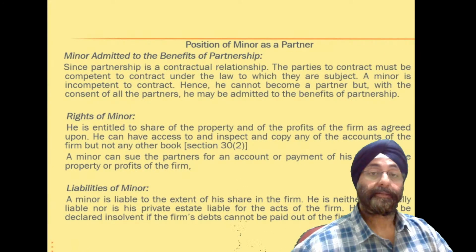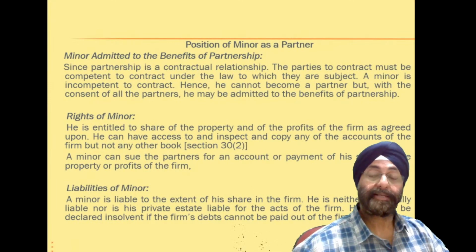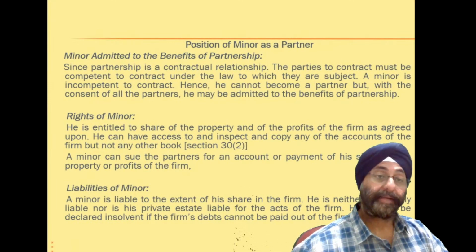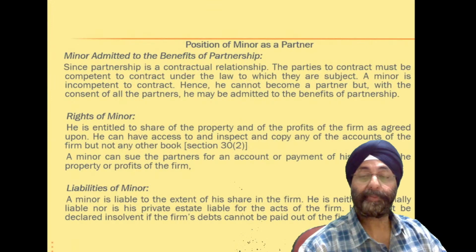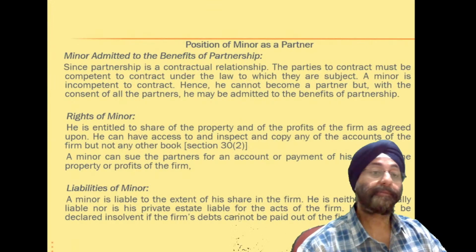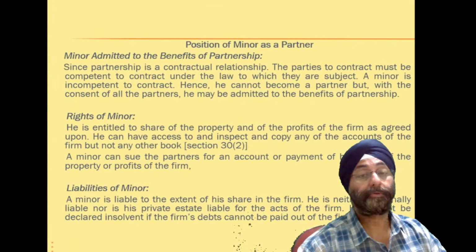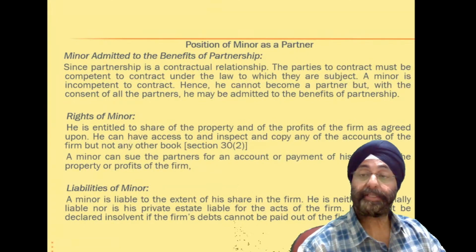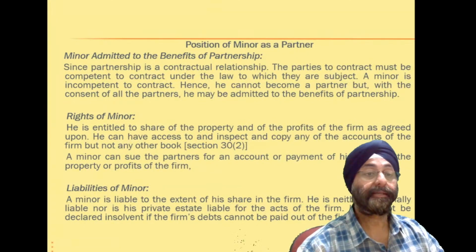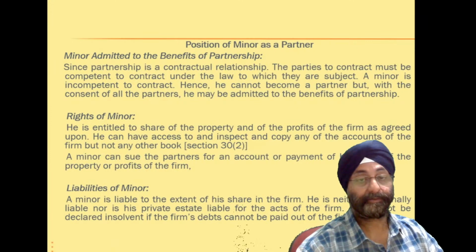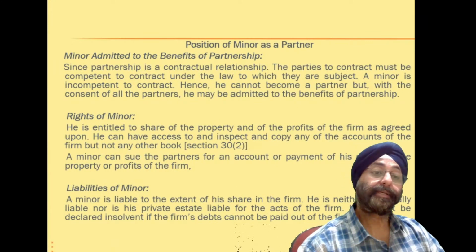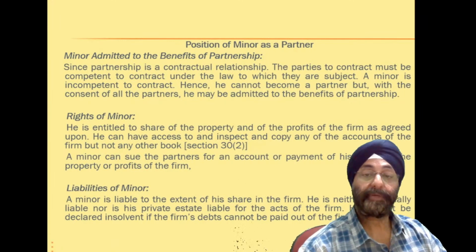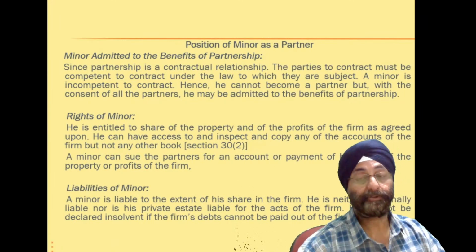In the case of a minor, the position of a minor as a partner: a minor may be admitted to the benefit of the partnership. Since the partnership is a contractual relationship, the parties to the contract must be competent to contract under the law to which they are subject. A minor is incompetent to contract. Hence, he cannot become a partner, but with the consent of all the partners, he may be admitted to the benefit of the partnership.